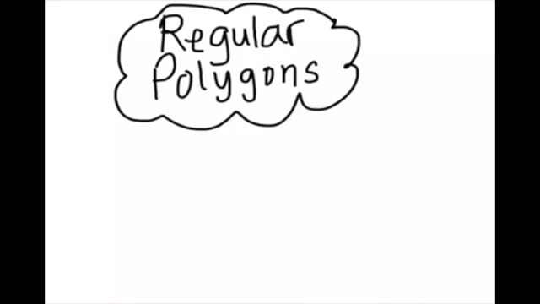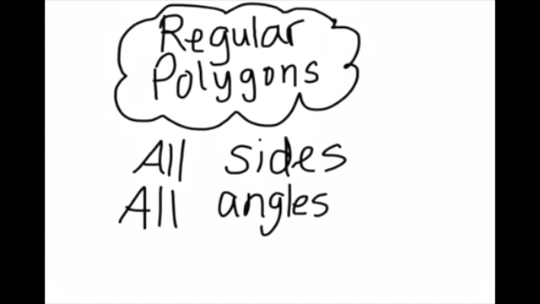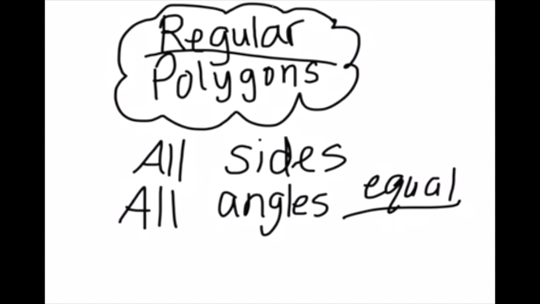Regular polygons are polygons that all have the same sides that are equal and all the angles are equal. So some polygons that I showed you the other day are not considered regular polygons, because that means some of their sides are not the same and some of their angles are not the same. So those would not be regular polygons.